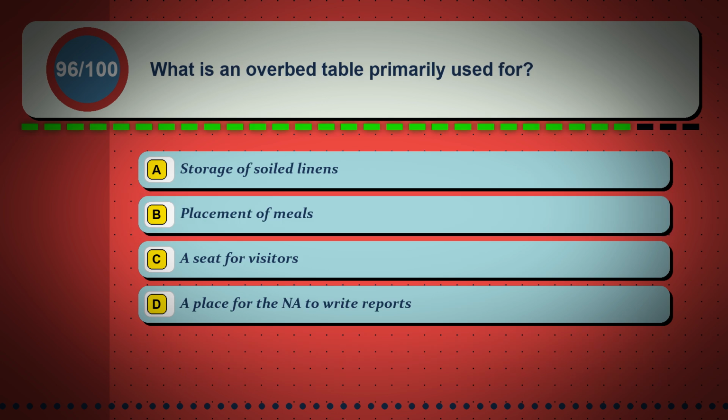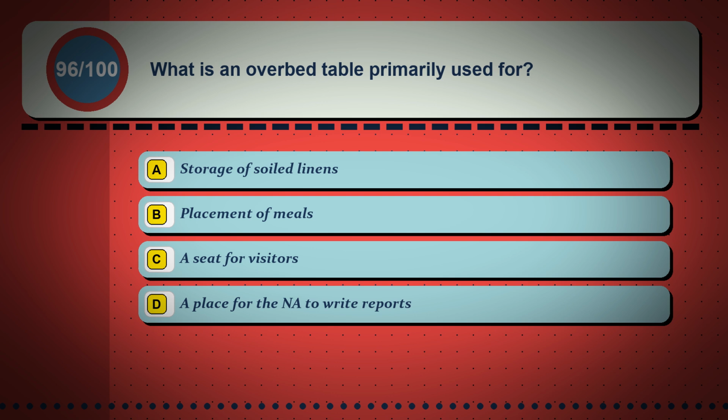Question 96. What is an overbed table primarily used for? Option A, storage of soiled linens. Option B, placement of meals. Option C, a seat for visitors. Option D, a place for the NA to write reports.